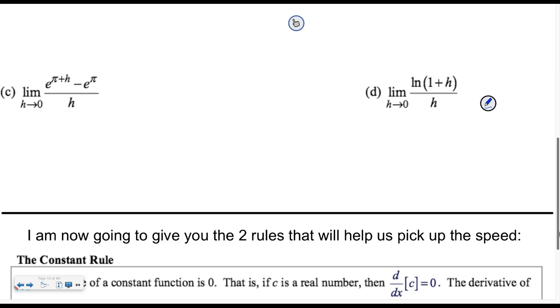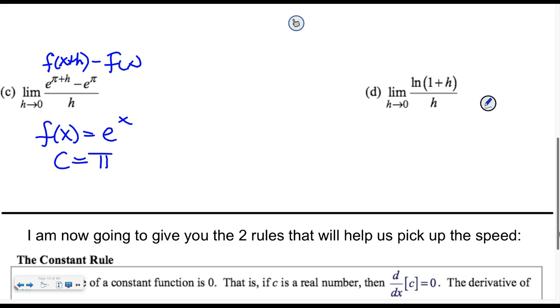All right, so the next one. Identify who the function is. It's f of x plus h minus f of x. Who's f? Who's my function? E to the x. Yeah, so my function is e to the x. This is f of x plus h. So e to the x plus h minus f of x. So minus e to the x. That means in this scenario, x is pi. What do you think about that, Marty? Pretty straightforward, right? Just you don't have to do it anymore.